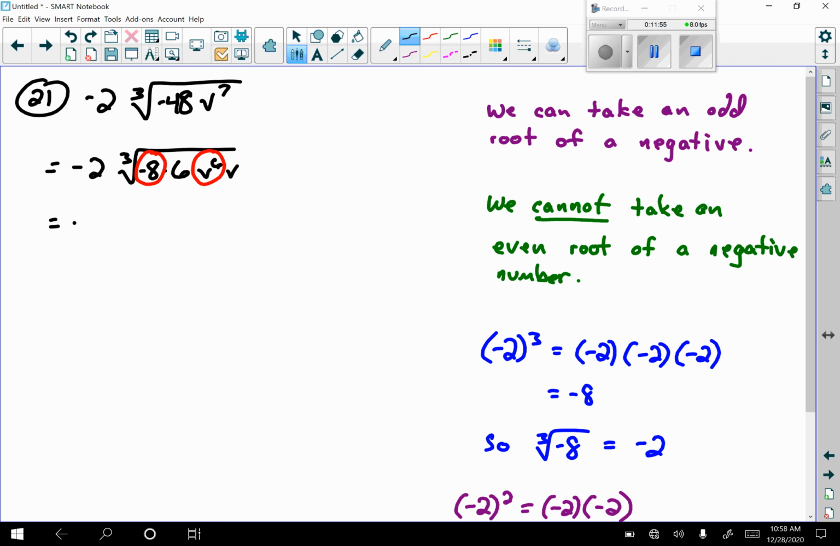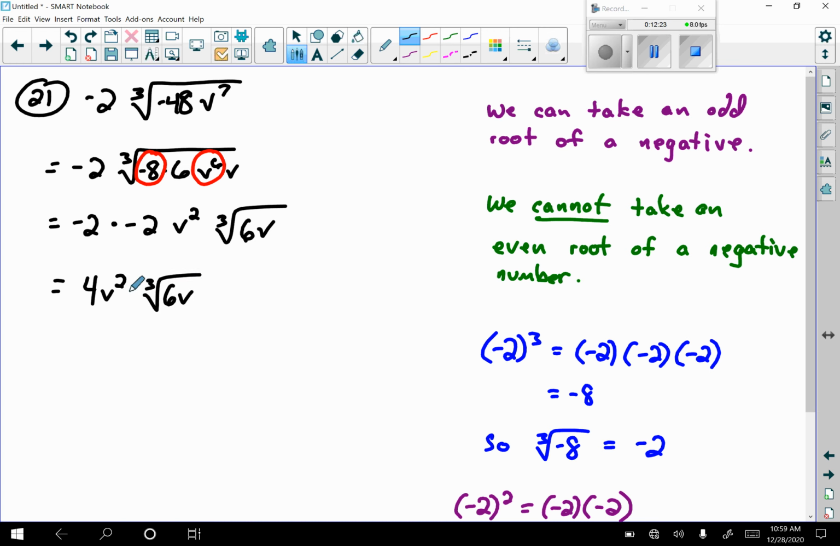So I still have the negative 2 out in front. The cubed root of negative 8, just as we showed you over here, is going to become a negative 2. Now the cubed root of v to the 6th, simply divide the exponents. So 6 divided by 3 is going to be v squared. And then what I have left underneath the cubed root is 6v. So I'm actually going to get a positive 4v squared times the cubed root of 6v.